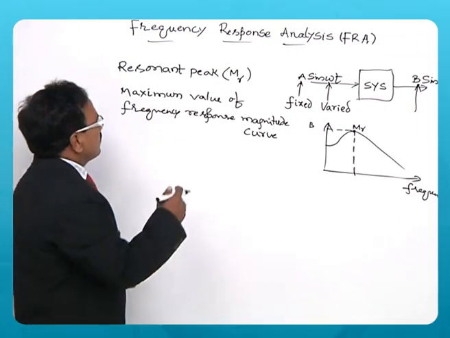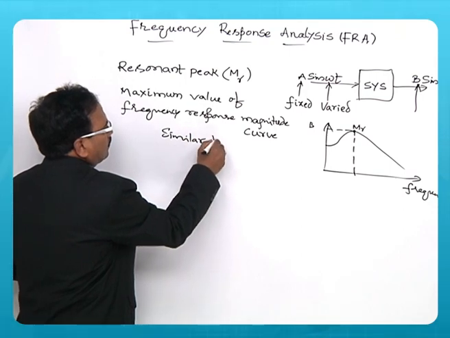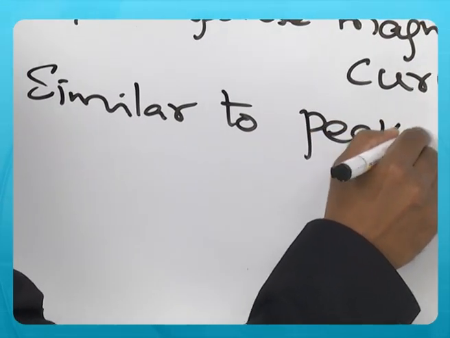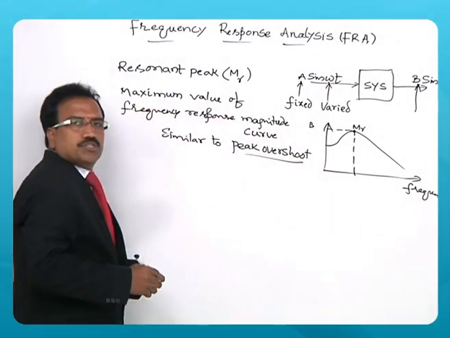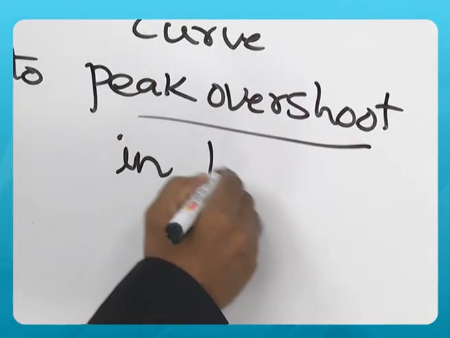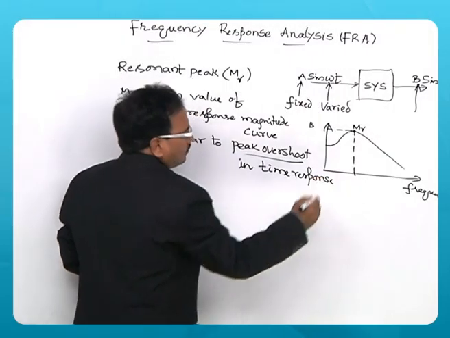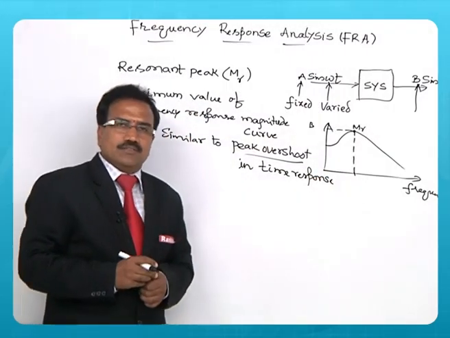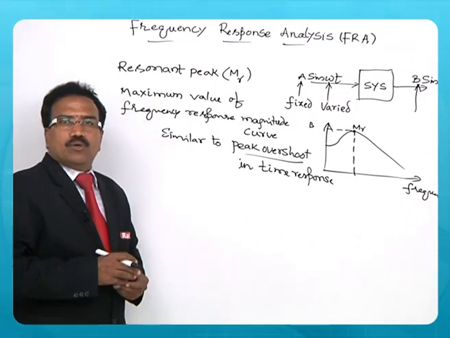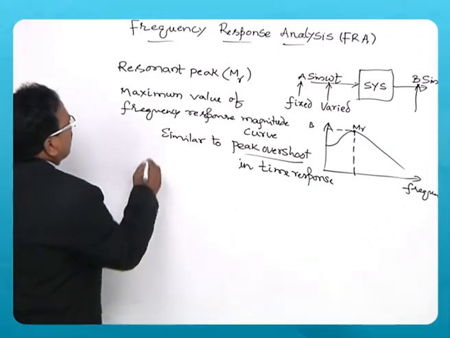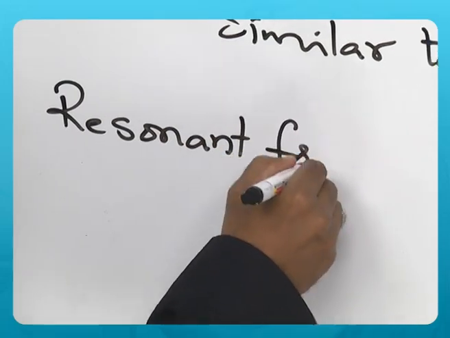So this is similar to peak overshoot in time response. The approach only is different, but here it is actually called resonant peak. It is similar to peak overshoot. The next term is resonant frequency.